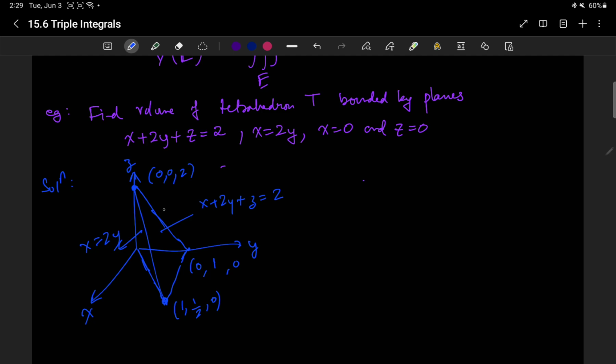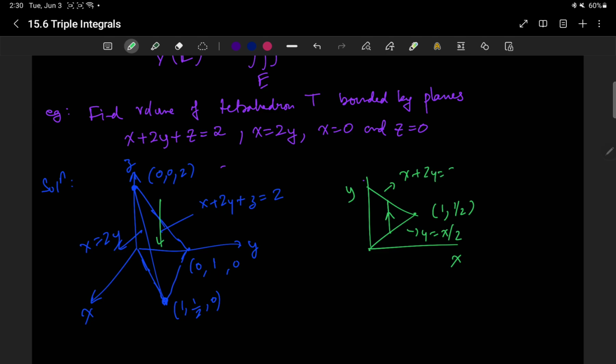So if I look at the projection, I'm going to project this down onto the xy plane. On the xy plane, it's a nice triangle. If I project it down onto the xy plane, I get a region that looks like that, where this is (1, 1/2), and I can go this way. This equation is y equals x over 2 because x equals 2y, and this equation is x plus 2y equals 2 because z is 0, or y is 1 minus x over 2.